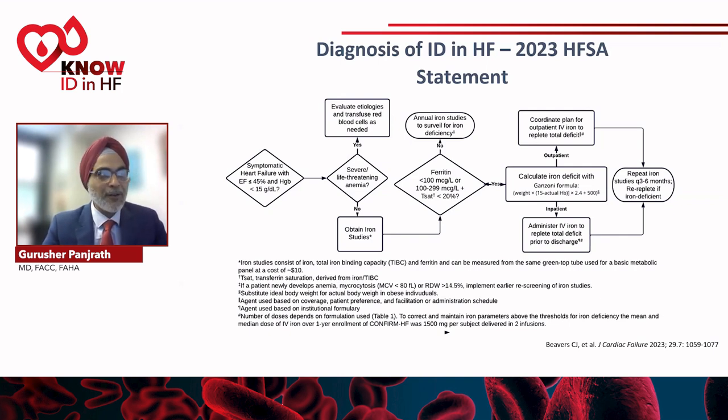If ferritin is less than 100, or if it's between 100 and 299 or 300, then you look at a transferrin saturation of less than 20%. If they don't have iron deficiency at this point, you continue your annual surveillance. If they do, calculate their total iron deficit, whether they are inpatient or outpatient. You replete the iron based on that deficit, and then repeat studies over 3 to 6 months.